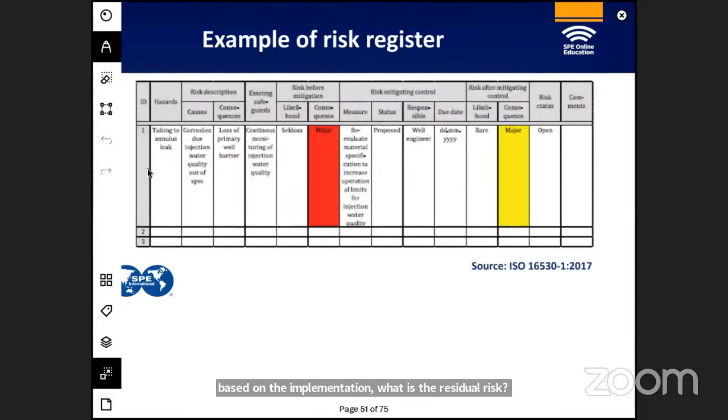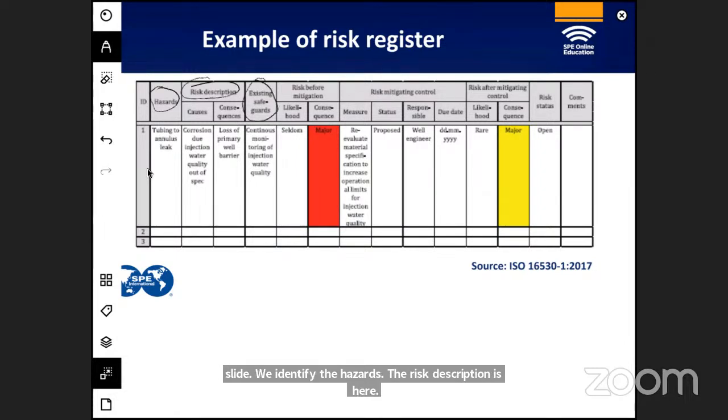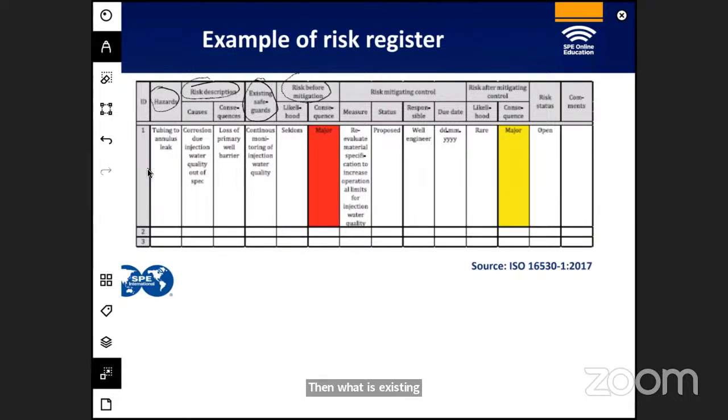This is an example of what I spoke about in the previous slide. We identify the hazards. The risk description is here. Then what are the existing safeguards? What is the risk before mitigation? So likelihood and consequence are the probability and the consequence, the product of which gives us the risk. And then once the mitigation control measures are there, what is the residual risk after mitigation? This is just an example. And these are the headers, the top headers.